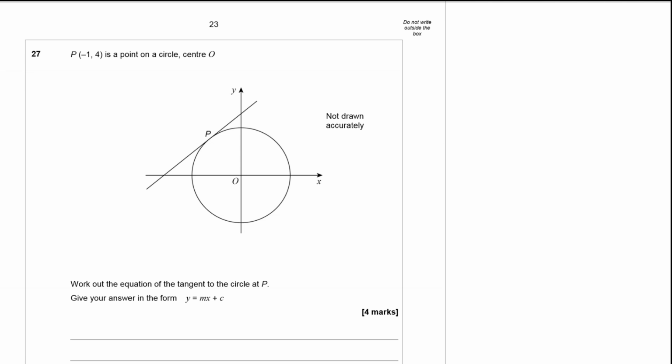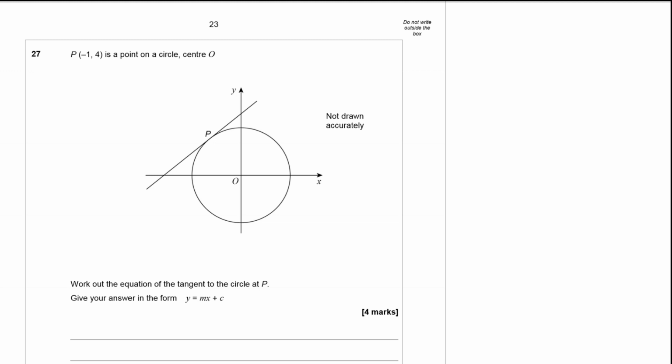And supposedly this is one of the most difficult GCSE maths questions there is. So we're going to give it a go today. So the question is, P, the point (-1, 4), is a point on a circle, centre O. And we have the diagram here, and it's not drawn accurately. Work out the equation of the tangent to the circle at P.